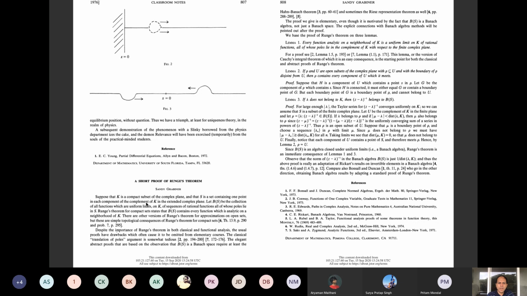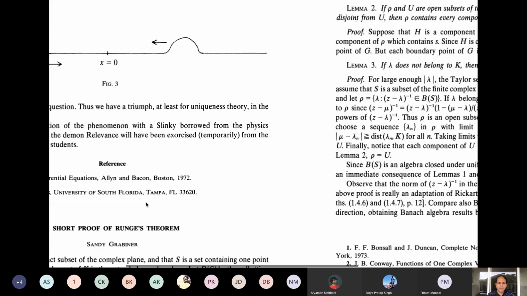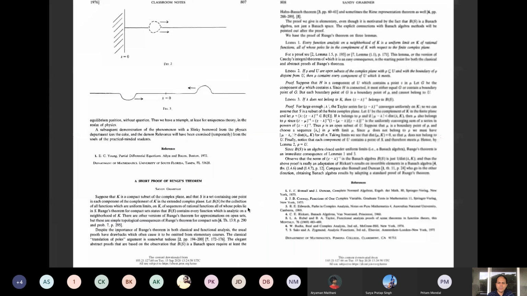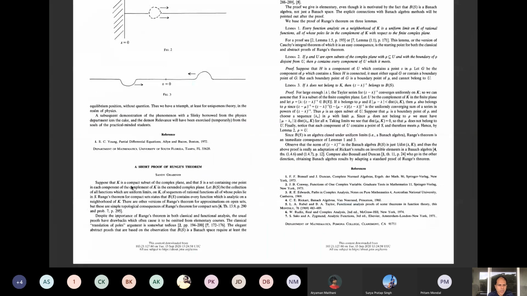Is the font big enough for you to read? With this kind of font, can you read this? Okay, let me try to read. I can zoom in so I can read. When I zoom, it's going outside my screen.